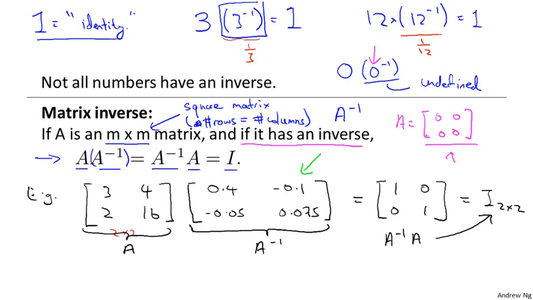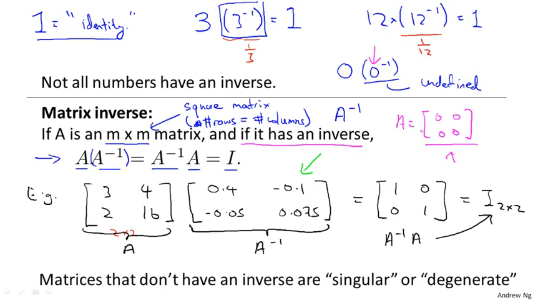And just to wrap up the terminology, matrices that don't have an inverse are sometimes called a singular matrix or degenerate matrix. And so, this matrix over here is an example. The 0, 0, 0 matrix is an example of a matrix that's singular or a matrix that's degenerate.